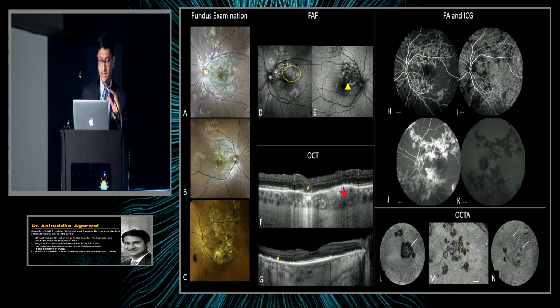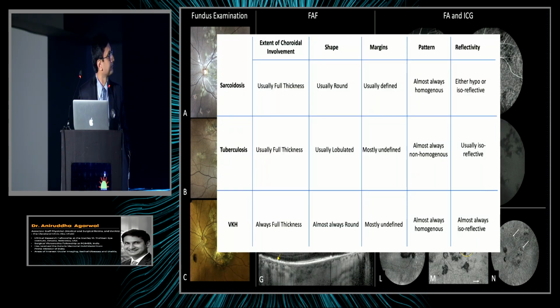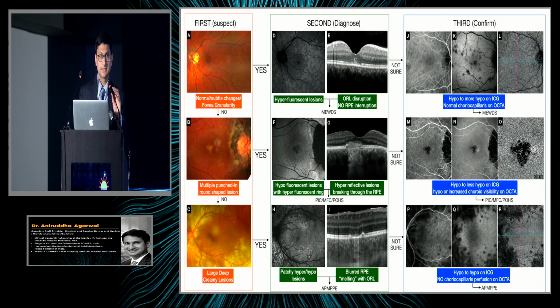Finally, OCTA is good to look at. You could sometimes pick up choroidal neovascularization, but I don't use it very often. I'm going to skip this. This was covered by Dr. Mahesh sir. And finally, this is the white dot syndrome.